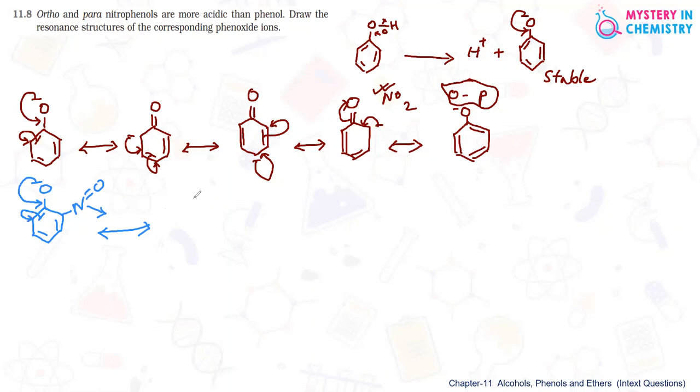Once you understand how to make the resonating structure, then it will be very easy. Just go step by step and you can make all the structures. So negative charge appears here, the double bond will remain here, it is not disturbed. Even the nitro group will remain as such, and it is not disturbed at the ortho position. In the second structure, the double bond is coming over here and the oxygen will be here.